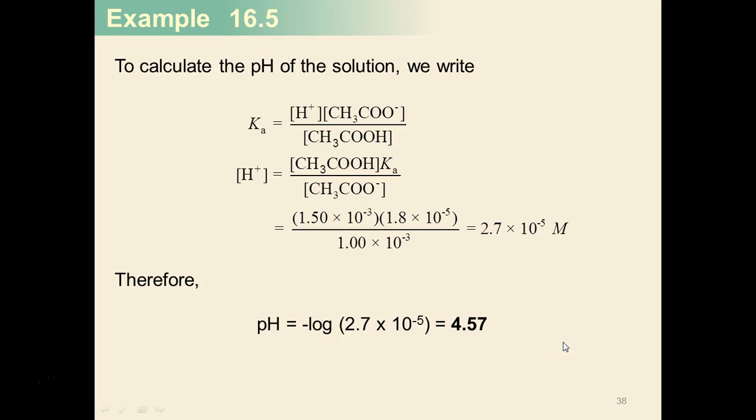So to calculate the pH of the solution, use the Ka of acetic acid and solve for the H plus concentration. You know the concentration of the acetate ion, the conjugate base. You know the concentration of this acid. Plug those all in to give yourself an H plus concentration. Therefore, the pH, taking the negative log of that H plus concentration, is 4.57.